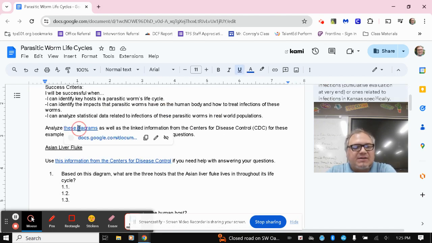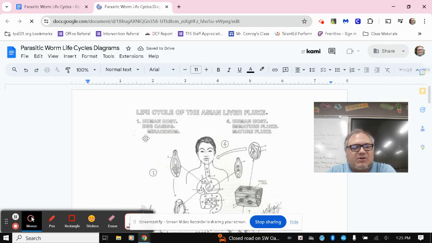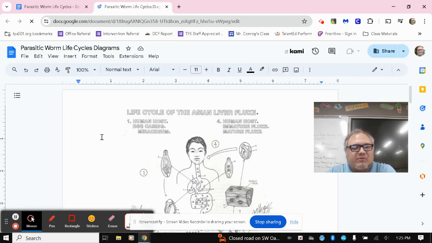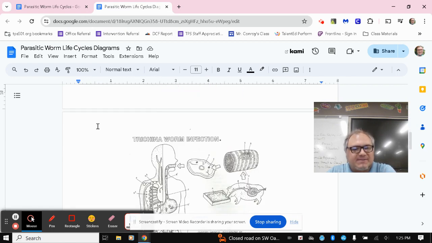So there's a link to some diagrams that are included. So again, this will show you the life cycle of the three example worms we're looking at. So the Asian liver fluke is the first one. And underneath each one, there is one basically statistical graph, either like a pie chart like this or a map or a bar graph, something that you can interpret for some of your questions on this.